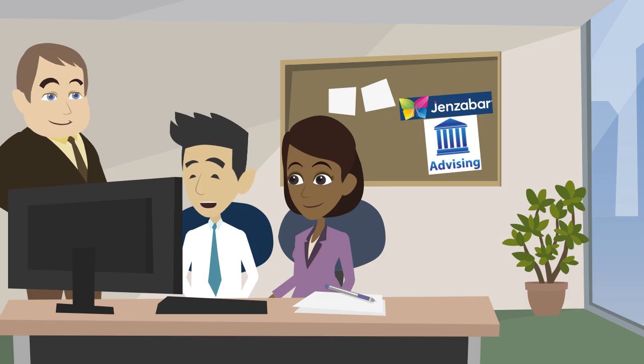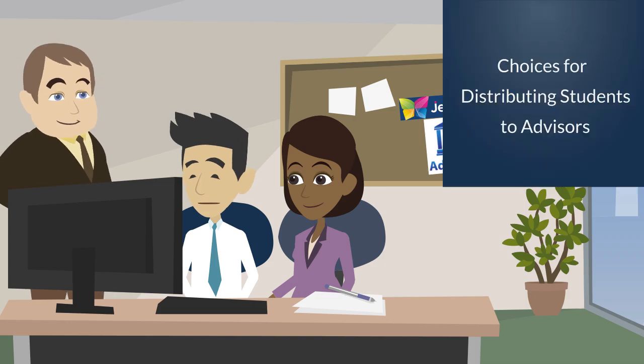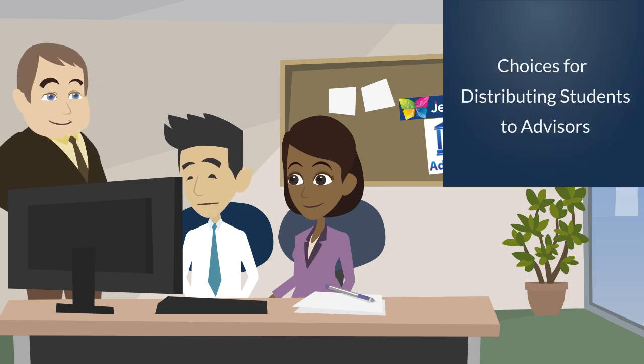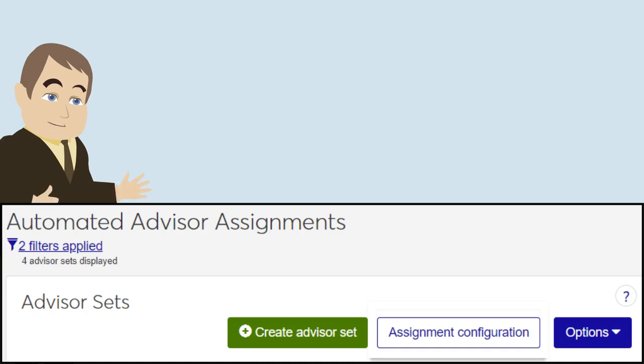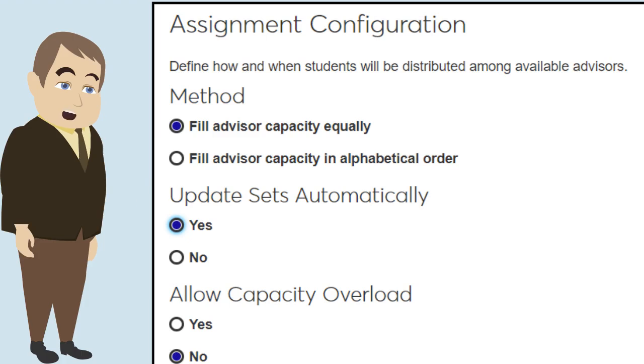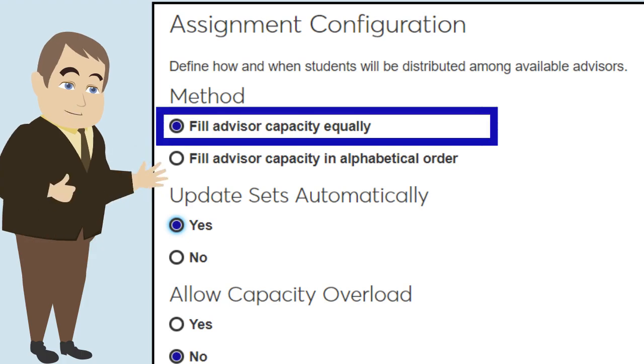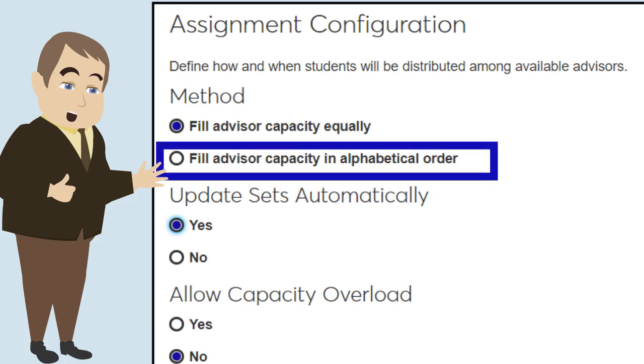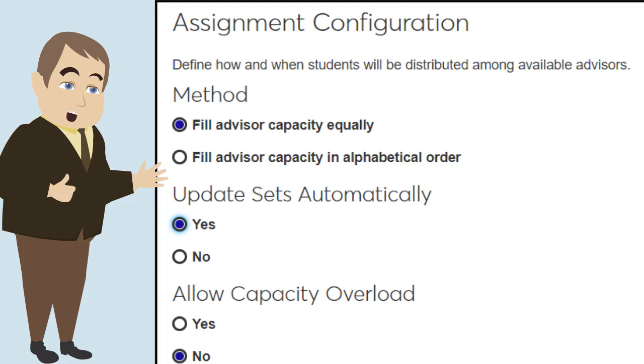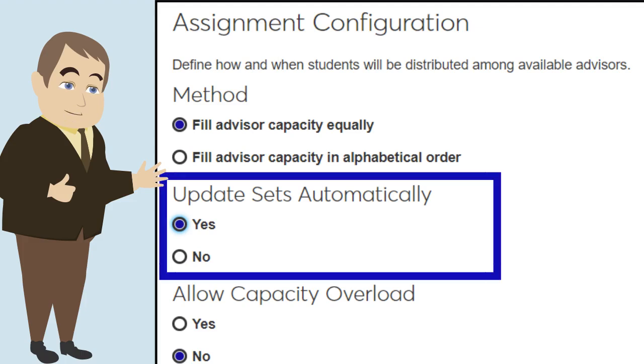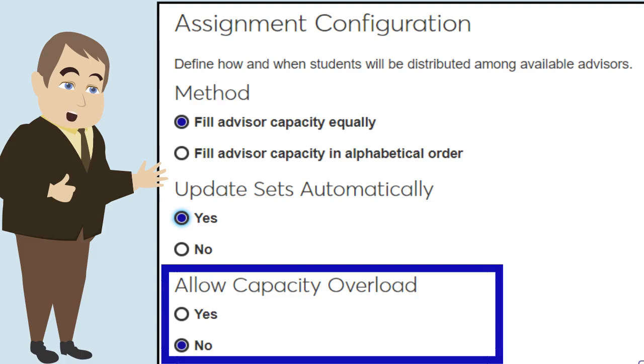Does it distribute advisees equally to all the advisors? What if one of the advisors is already at capacity? Great question. We manage those settings using the assignment configuration options. The students can be distributed equally to each advisor, or they can be added to the first advisor till they reach capacity, and then to the second advisor, and so on. Oh, and you also decide here whether this advisor set updates every day automatically, or only when you update it intentionally. And, finally, you decide whether to allow advisors to exceed their capacity in this set.